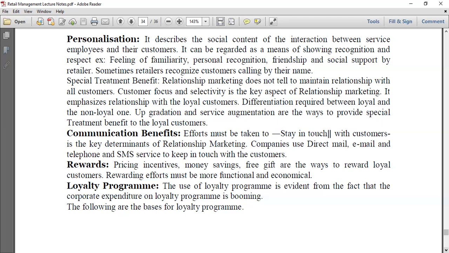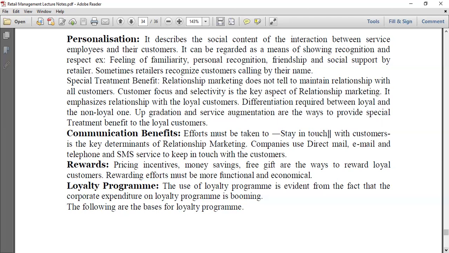Differentiation is required between loyal and non-loyal customers. Upgradation and service augmentation are the ways to provide special treatment benefit to the loyal customers. Next is the communication benefits. Efforts must also be taken to stay in touch with customers. That is also a key determinant of relationship marketing.